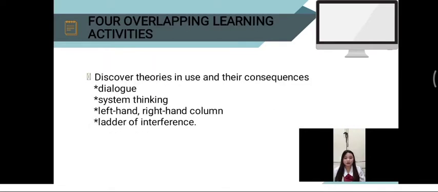OD practitioners have developed interventions specifically for organization learning processes. Organizational learning is not concerned with the organization as a static entity, but as an active process of sense-making and organizing. This active learning process enables members to develop, test, and modify mental models or maps of organizational reality. It is called theory in use.